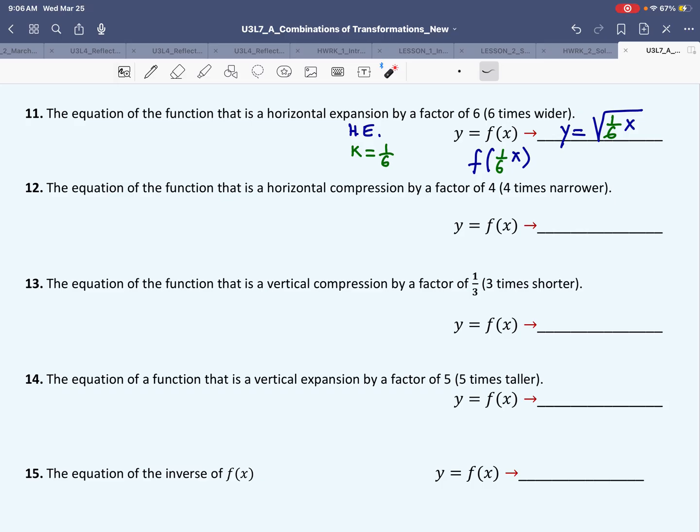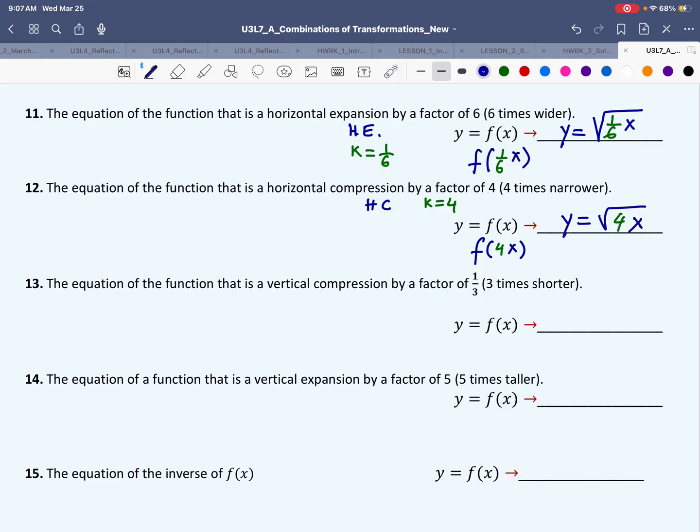Now, the equation of a function that is a horizontal compression by a factor of 4. So horizontal compression by a factor of 4 means that the k value is exactly 4. So that will make the equation of this function change to f of 4x. So the square root function will be the square root of 4x.